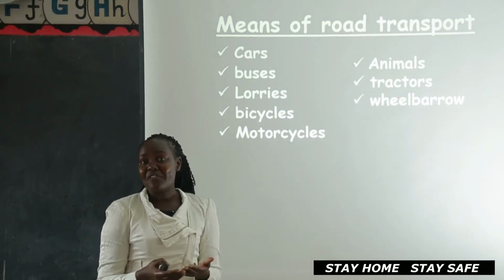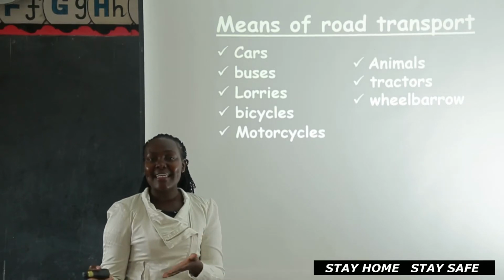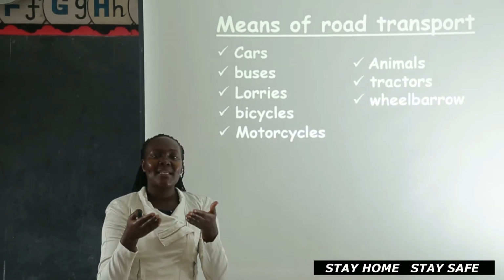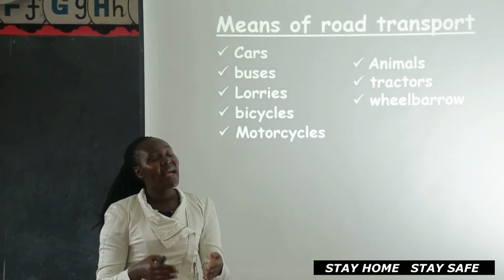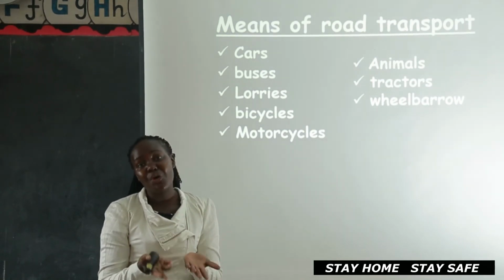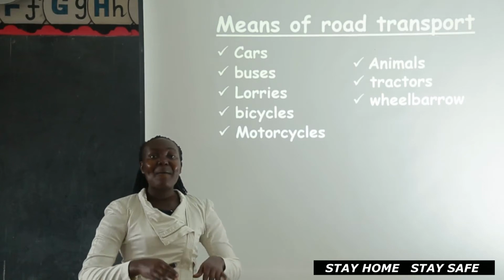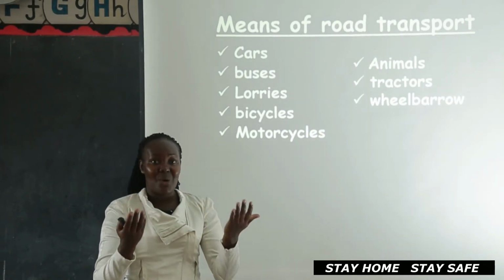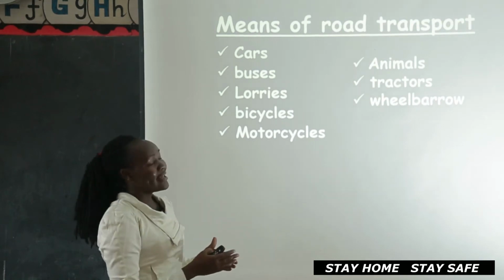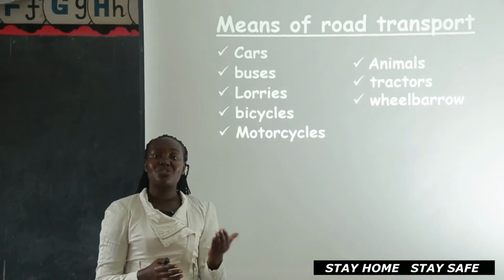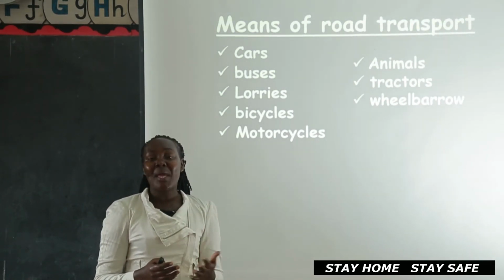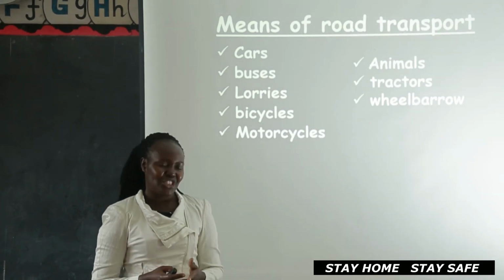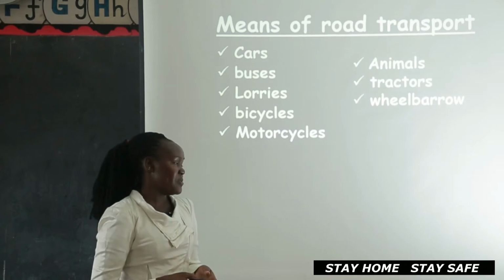I'll have to think of a certain way, how I can leave my home to come to school, how I can go to my garden, how I can go to the village and check on my relatives, how I can go to interesting places, how I can go to town. So here are some of the means of road transport, or things we can use on roads and help us reach where we would love to go.